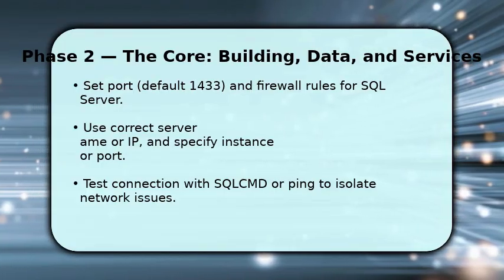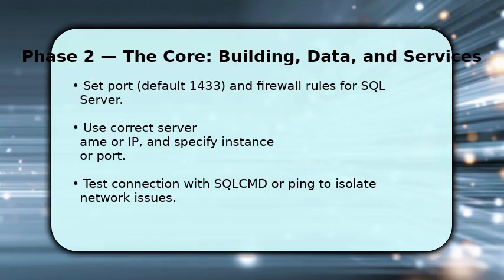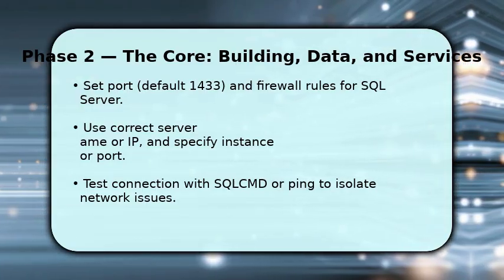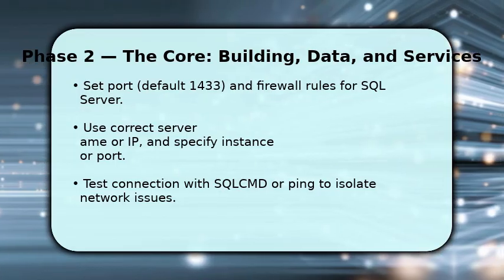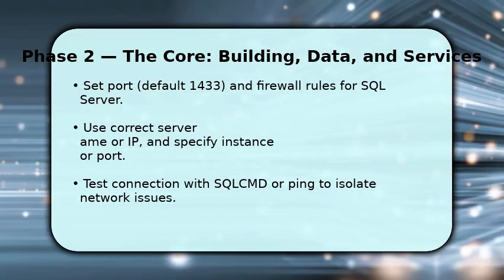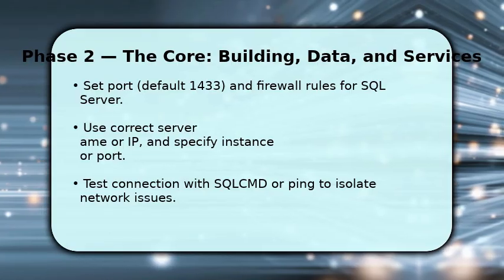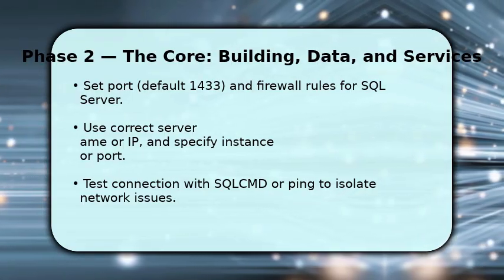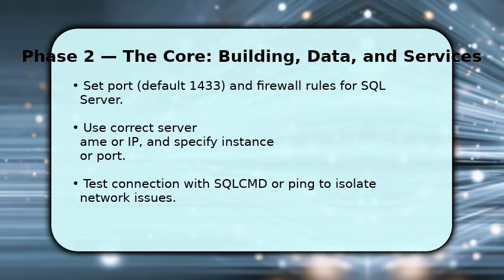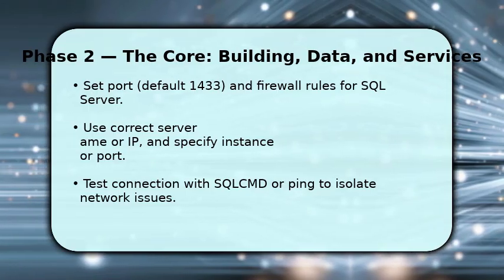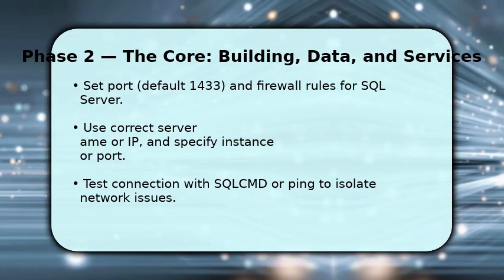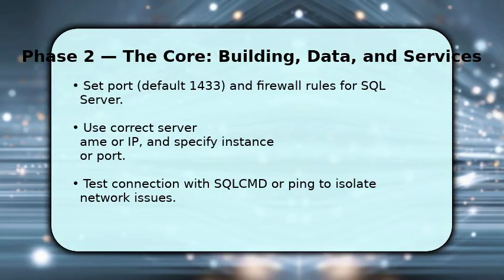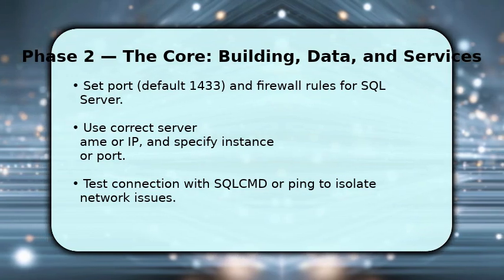Configure the server's TCP/IP port, default 1433, and open that port in the firewall on both server and client. This allows traffic through. Then, in SSMS use server\instance or server,port notation if you're not using the default instance. Once configured, test with SQLCMD or a simple ping to validate network reachability. Because if the network path is blocked, SSMS will time out even with correct credentials.